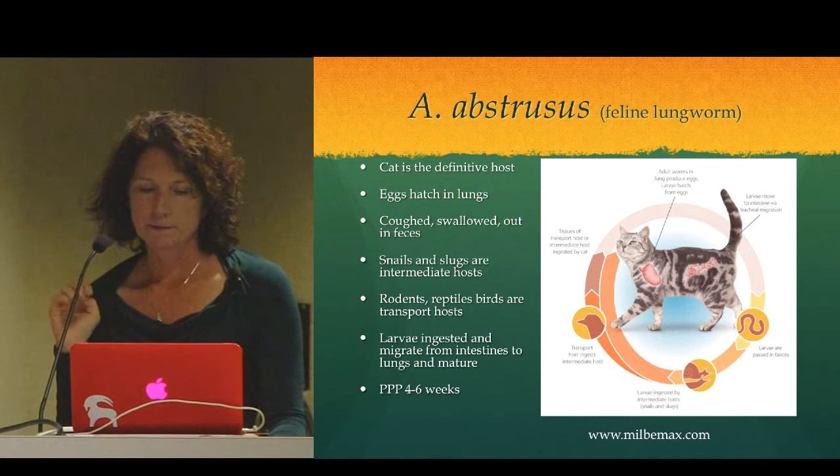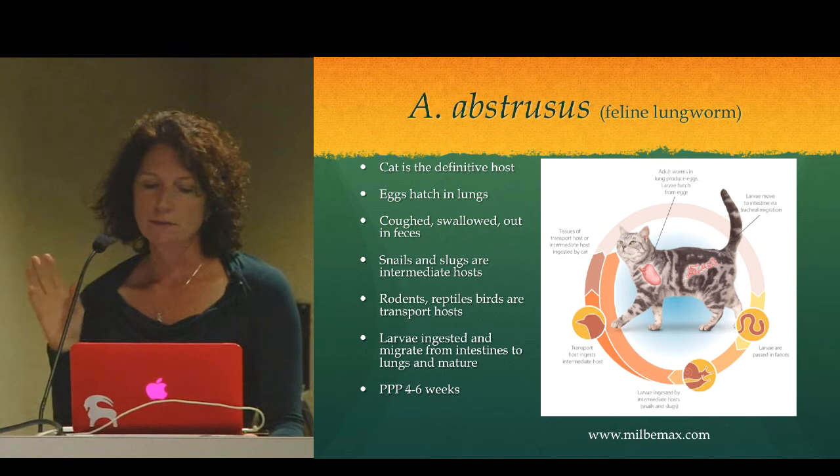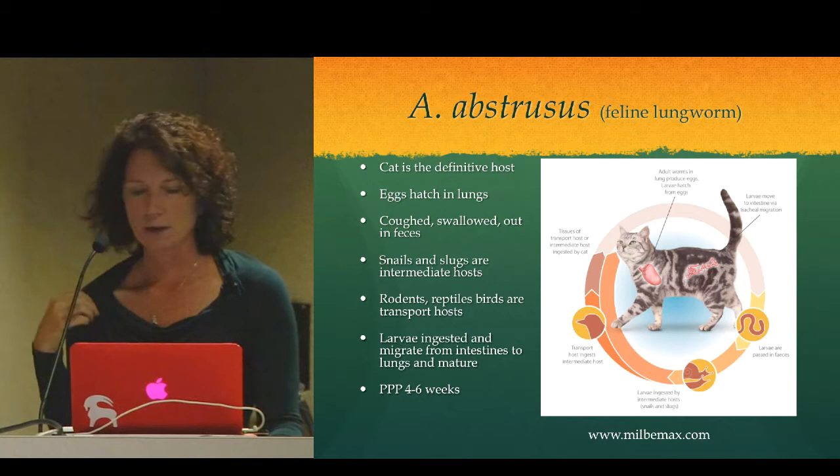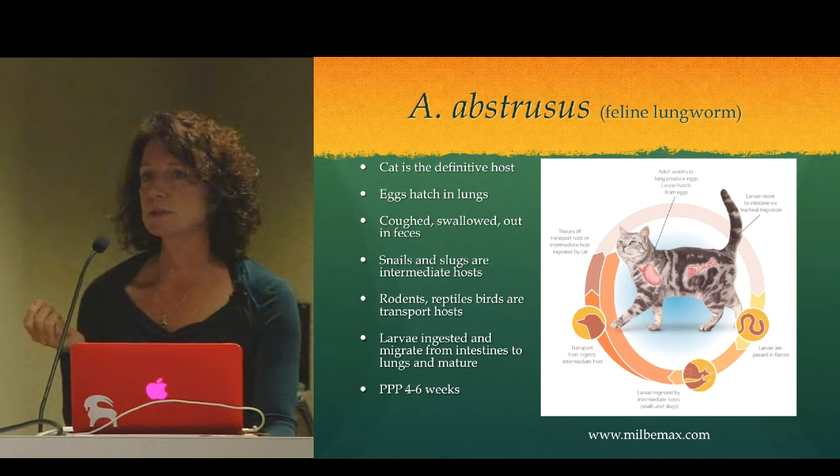The snails and the slugs eat the larvae that are out in the feces, and then the cat comes along, or the rodents eat the snails and the slugs, and then eventually the cat eats rodents, reptiles, snails, or slugs, and then they get the lungworm back. Okay? Larvae are ingested and migrate from the intestines into the lungs and mature, so they travel from the intestines into the lungs, causing all sorts of damage. Prepatent period is about 4 to 6 weeks. So from the time that they eat to the time that they are pooping out is about 4 to 6 weeks.